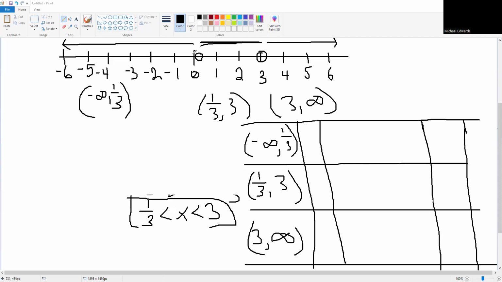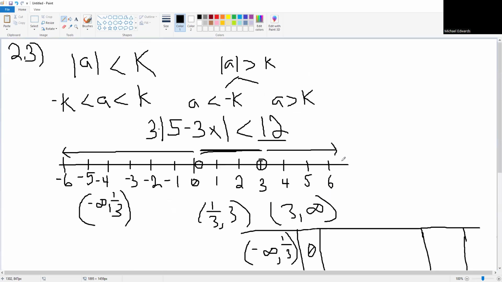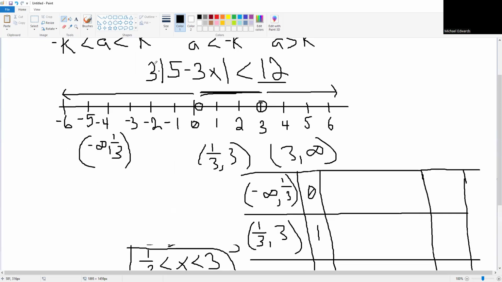So our test point should probably be 0 since it's included in this line. Now the next one, 1/3 to 3, our next point is 1. Let's try it. And our next one, 3 to infinity, is a 4. Remember, we cannot pick critical points, so we couldn't pick the 3. Now, substituting this, whoa, okay.